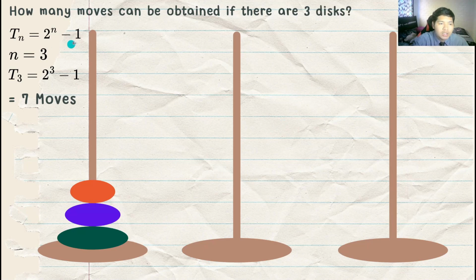Next, how many moves can be obtained if there are 3 disks? Using our formula, we replace n with our total disks, which is 3: 1, 2, 3. T3 equals 2 to the power of 3 minus 1, so we get 7 moves.